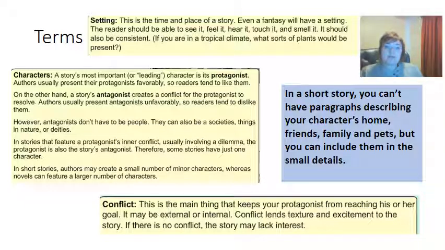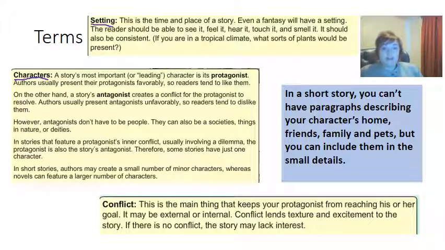Here are some terms we need to discuss. The setting is the time and place of the story. The characters are so important. Please remember to keep your characters to a minimum. Short stories are very short, obviously, and too many characters just confuses things.